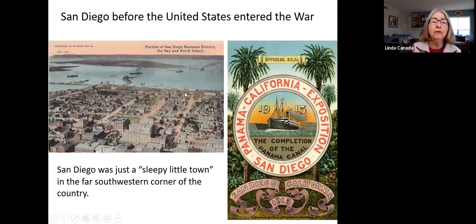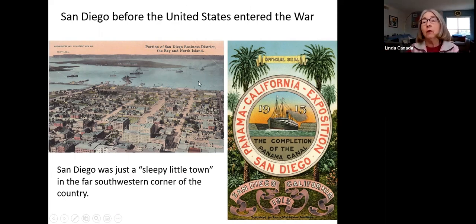Let's go. Here's sleepy little San Diego. You can see in the left picture, this is about 1911, 1912. You can see there's not much activity in the harbor front here. There are no wharfs except for the one Spreckles Wharf where most of the ships came in and got their coal. There was no military presence over in Coronado at all. So we're just this sleepy little town.